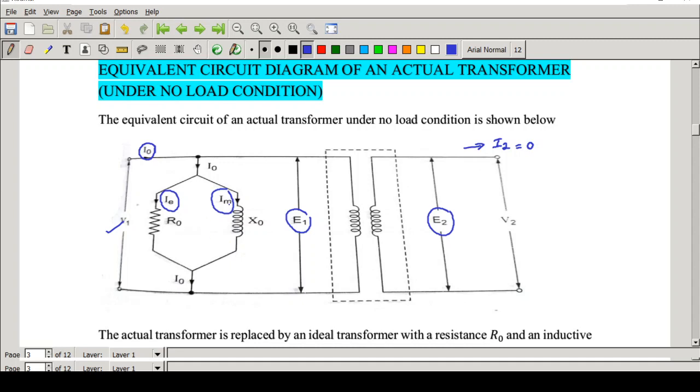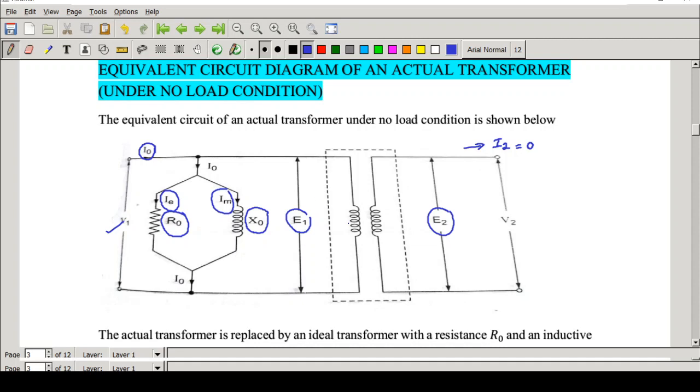Now here, Im is the current which produces the flux. So to indicate that, we assume this current is flowing through an inductor X0. Similarly, IE is the current responsible for the core loss and the small copper loss in the primary winding. Since this is a loss, you represent it as current flowing through a resistor. When current flows through a resistor, it contributes to power loss. That is why it is represented like this.